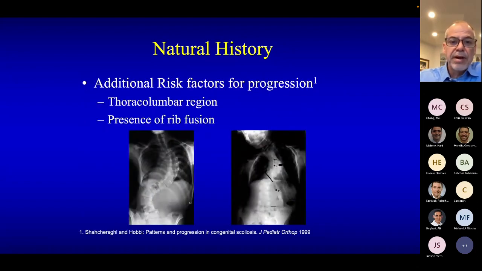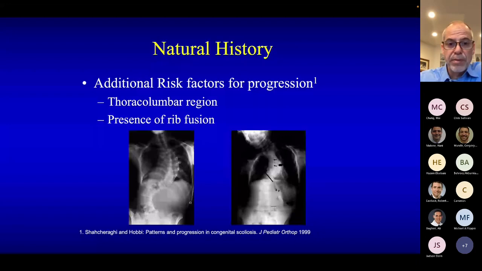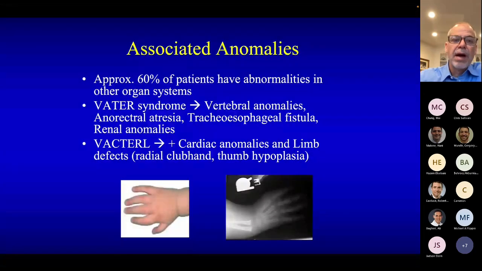In terms of other risk factors for progression, for whatever reason, there's the thoracolumbar region, and then again, I mentioned before, don't forget about the ribs. Rib fusions are another form of a bar across the vertebral bodies. I mentioned before a little bit of VACTERL and VATER syndrome.